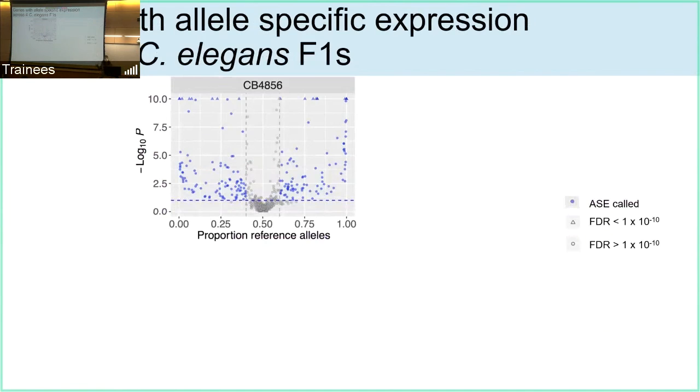So here I'm showing you for one of our F1 crosses, all of the genes for which we could detect whether there was allele-specific expression or not. So this is a volcano plot, and it has the proportion of reference alleles or allelic skew along the x-axis. So 50% in the middle is even, no allele-specific expression. Out toward the edges as well, we're seeing one more allele more than the other. The y-axis is the significance in a genome-wide adjusted way. And so each blue dot is a gene with allele-specific expression.